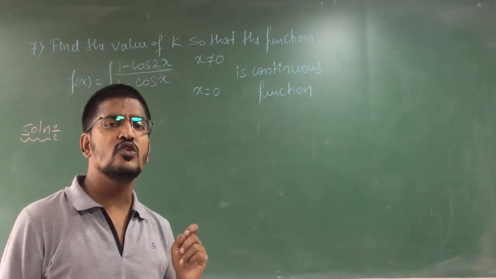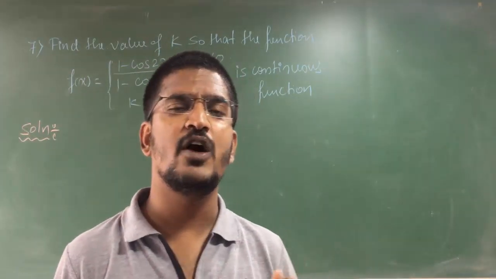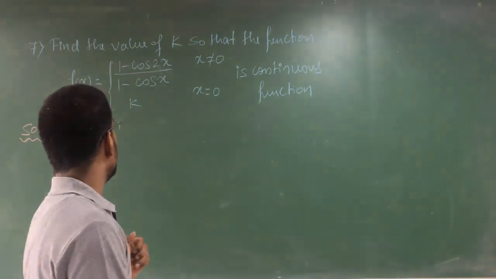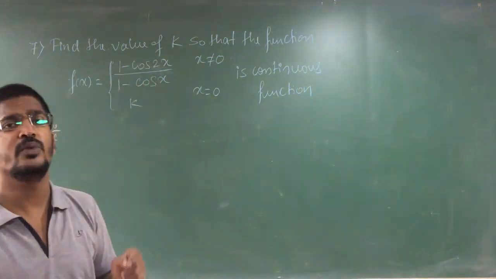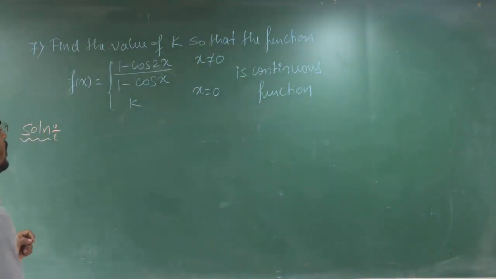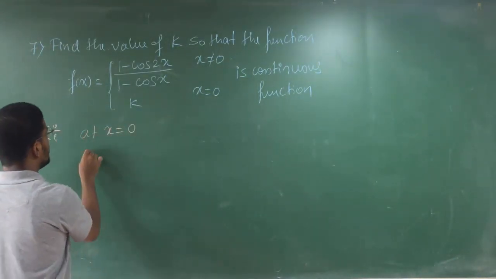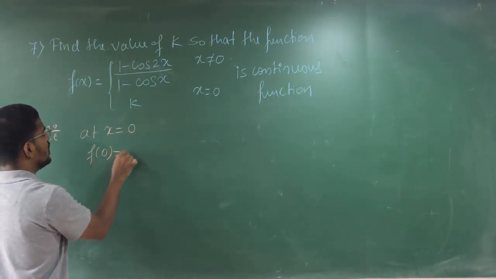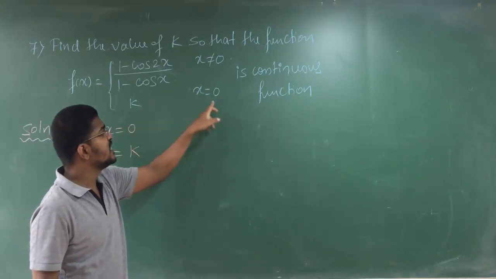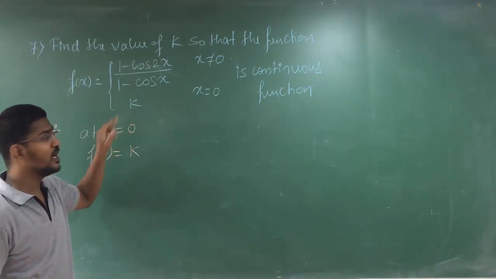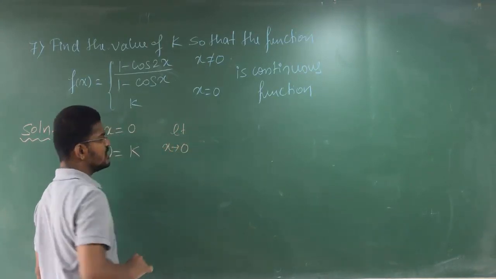So remember those formulas. If you remember those formulas, these particular problems are going to be very easy. So now at x equal to 0, that means f of 0 equal to k. See here, it is given, at x equal to 0, it is k. Now let us find the limit x tending to 0.